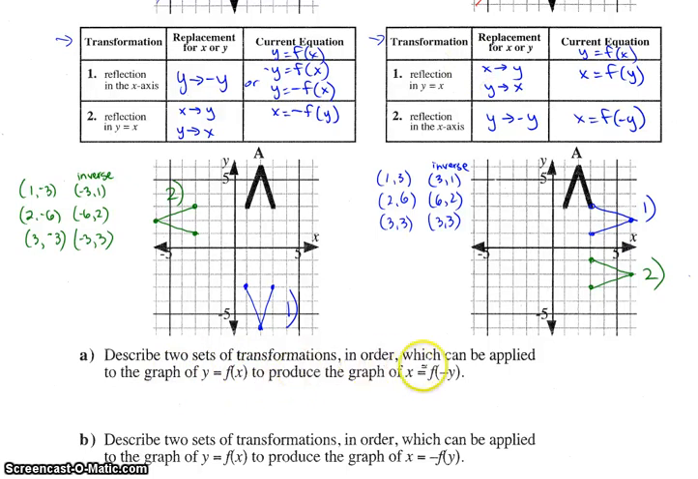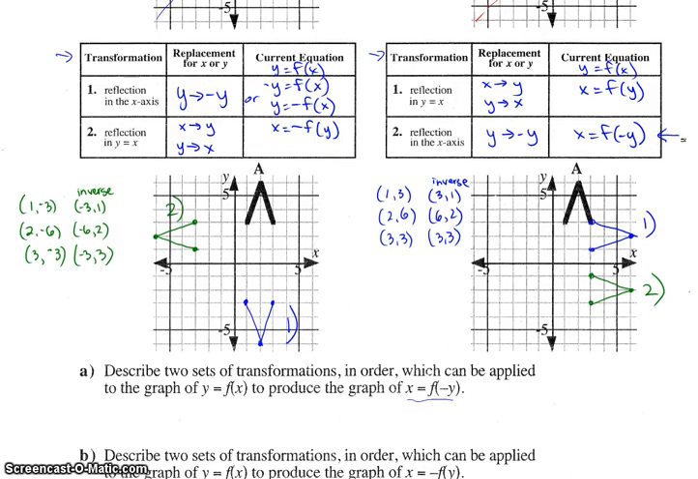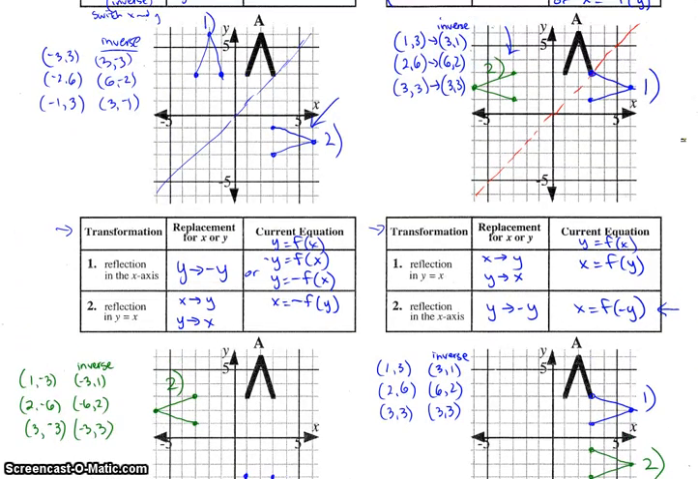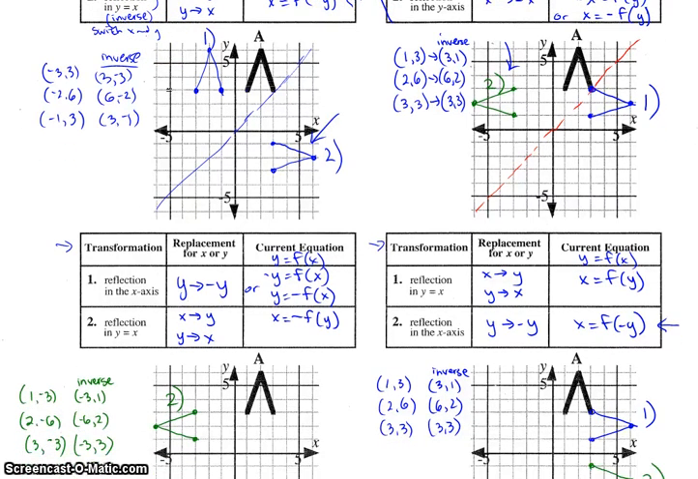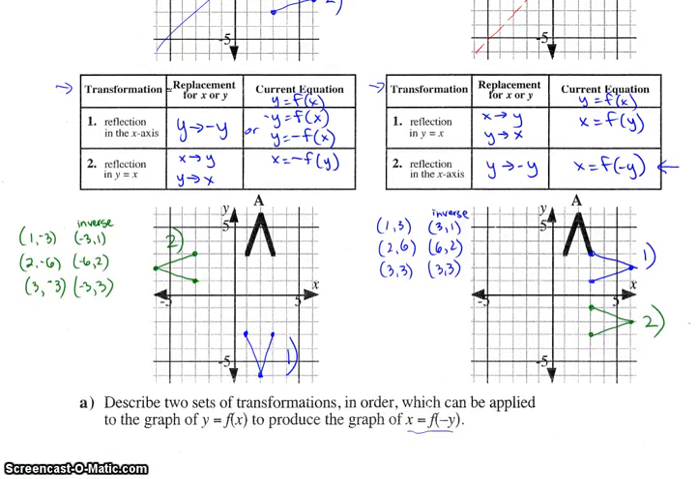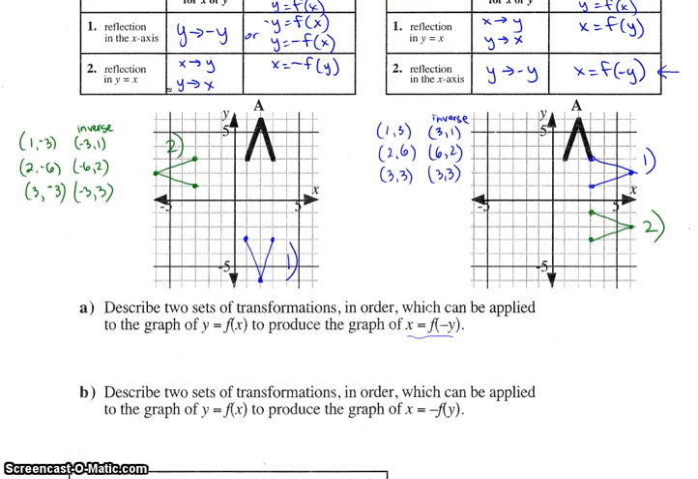Describe two sets of transformations in order, proper order, which can be applied to the graph of y equals f of x to produce a graph of x equals f at negative y. Well, let's look. We got that equation here, and we also got it here, this first one. So a reflection in the y, then a reflection in the line y equals x, or first reflection in the line y equals x, then reflection in the x-axis.